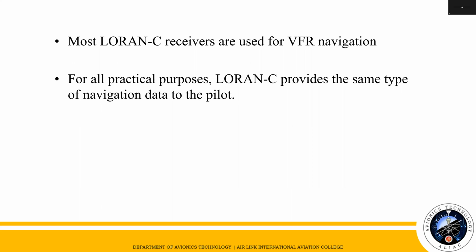So additional to it, what are the three types of navigation in aviation? Air navigation is defined as the process of determining the geographic position and maintaining the desired direction of an aircraft relative to the surface of the Earth. So there are three types of navigation, which are the dead reckoning navigation, visual navigation, and electronic navigation.